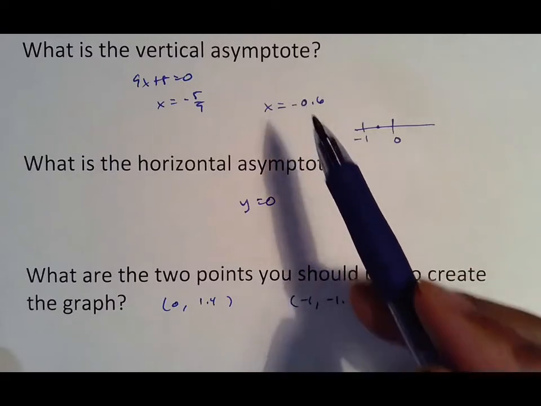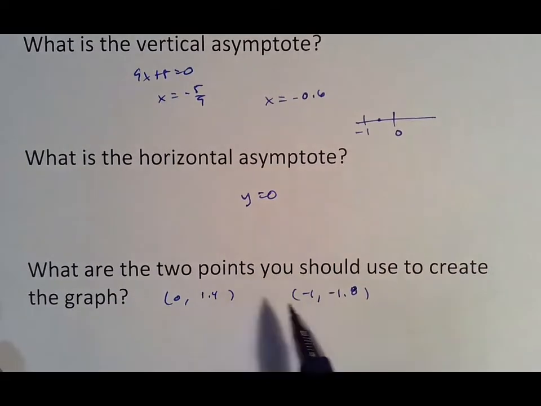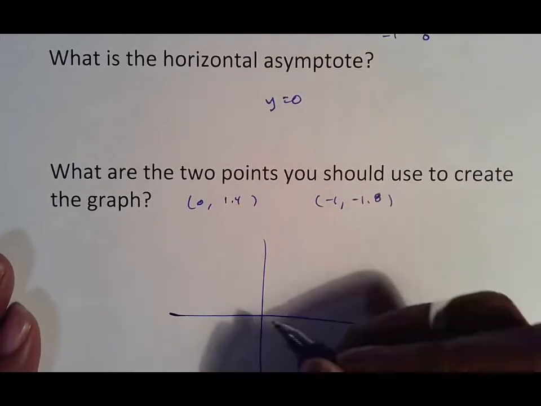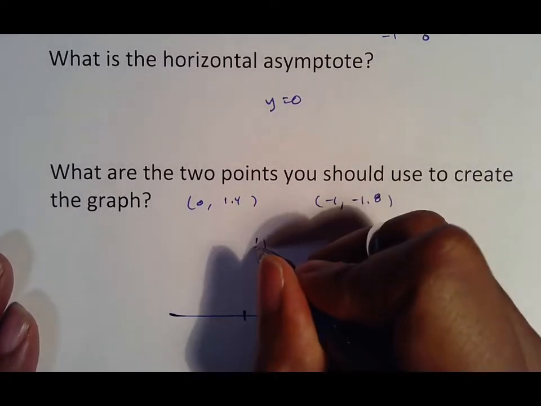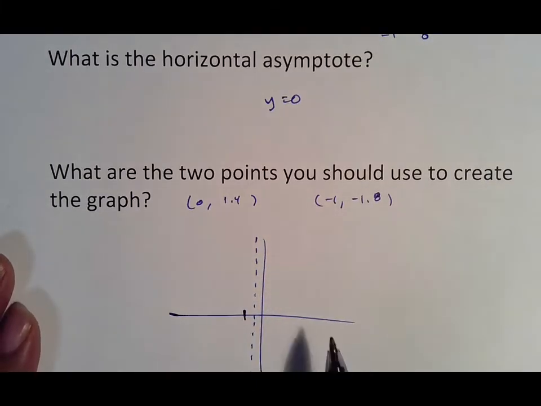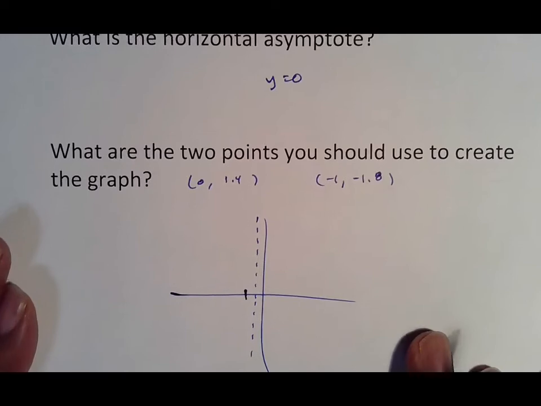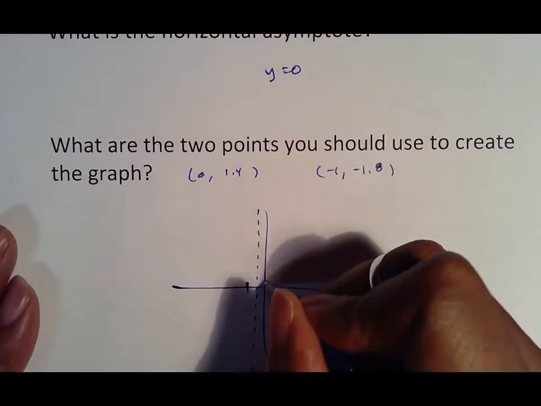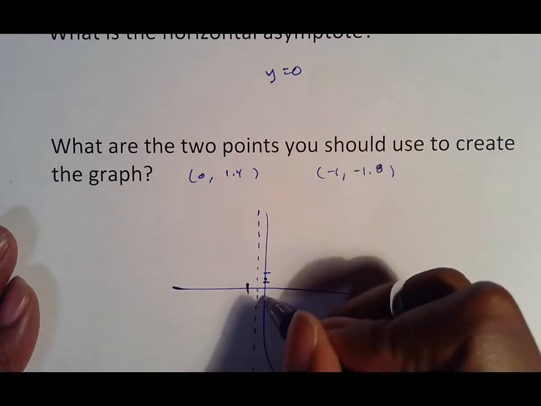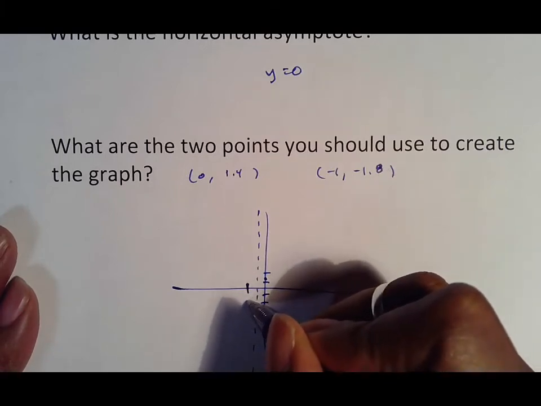X asymptote, Y asymptote, and then the 2 points. If you were asked to graph it, which again I'm just going through with you, negative 0.6 is going to be slightly past a half. Again, it's going to be somewhere around here. And y equals 0, of course, is the x-axis. 0, 1.4 means go up 1 and almost a half, so somewhere around there. Negative 1, negative 1.8 means it's close to 2, so about right there.